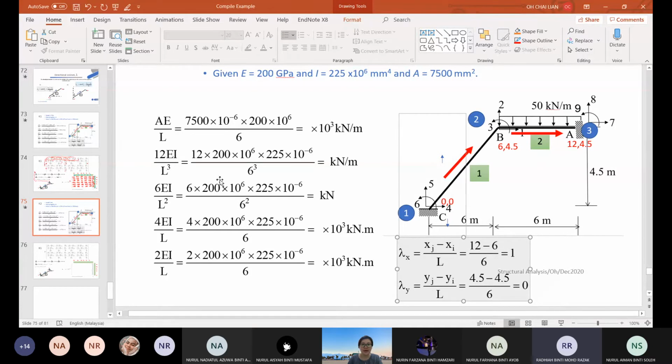So next, I would like to know the value of AE over L, 12 EI over L cubed, 6 EI over L squared, 4 EI over L, 2 EI over L. Basically everything is the same from K1 except the length only. So this is the beauty. If the EI is different, you just multiply 2 EI, 3 EI, and so on. Can you give me a value for this AE over L?